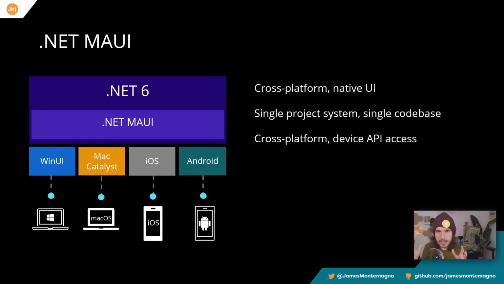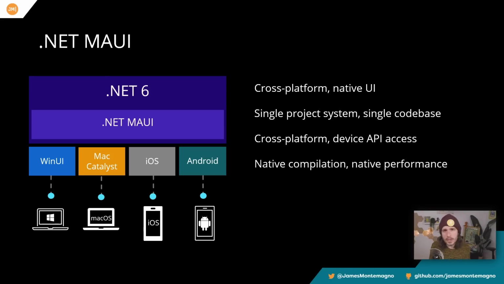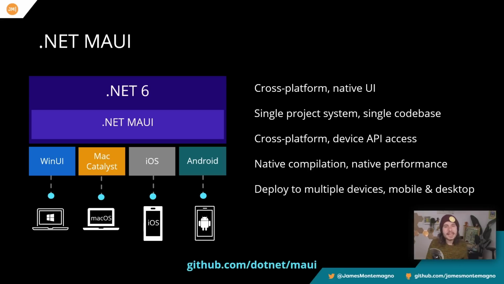It's built on .NET 6, the latest and greatest .NET technology. It gives you cross-platform native UI, a single project, single code base, cross-platform device APIs, native compilation, and you can easily deploy to multiple apps, to multiple devices, including mobile and desktop, as you can see here. It's completely open source at github.com/dotnet/maui. And of course, documentation is also available. I'll put all these links in the show notes below too.